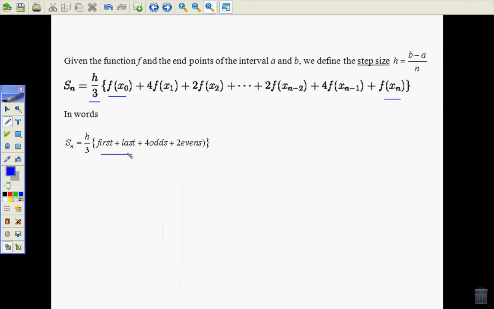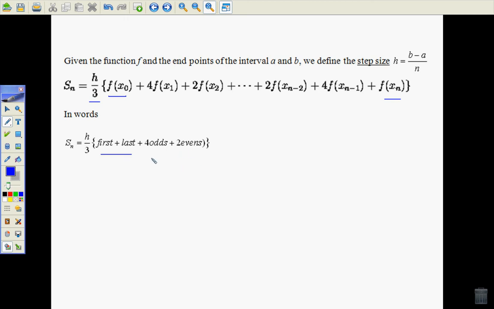Then we say 4 times the odds, 2 times the evens. So every alternate one, we multiply the first one by 4, and the next one by 2, the next one by 4, then by 2. So we sum the odds and sum the evens, and take 4 times the odds, 2 times the evens.